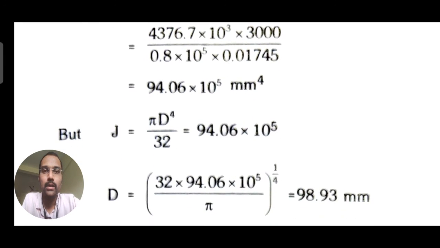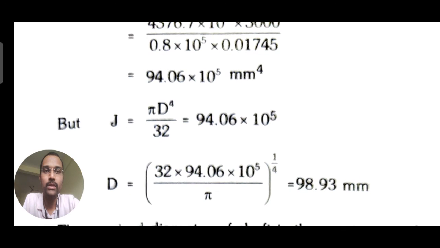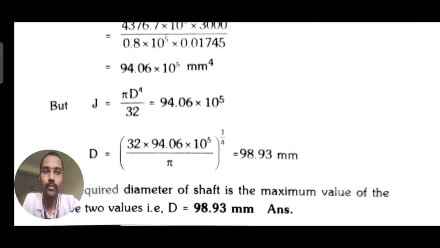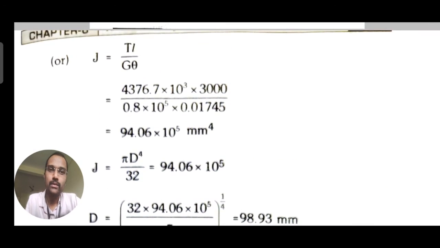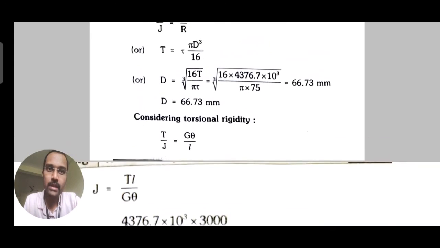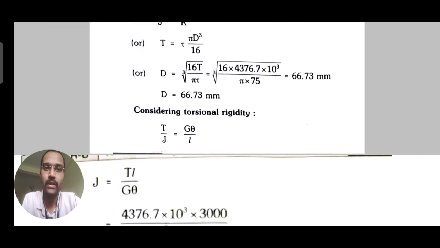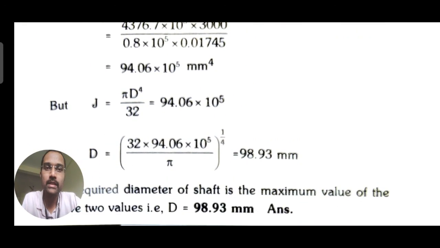Now to calculate the d, we know that the polar moment of inertia for a solid shaft, J, is equal to pi d to the power of 4 by 32, which is equal to the J value, 94 into 10 to the power of 5. So get the d value separately, and finally you find that value as 98.93. Okay, so here you observe, in the first case, considering the strength criteria, what is the diameter? That is 66.73. Considering the torsional rigidity, what is the diameter?